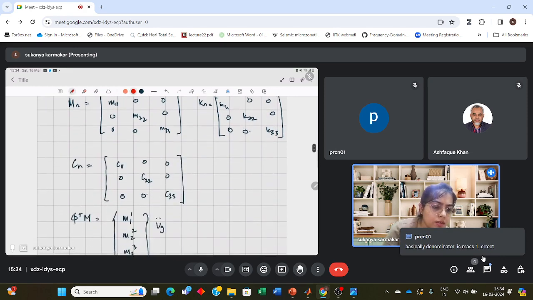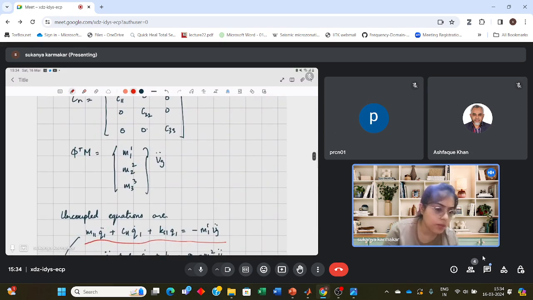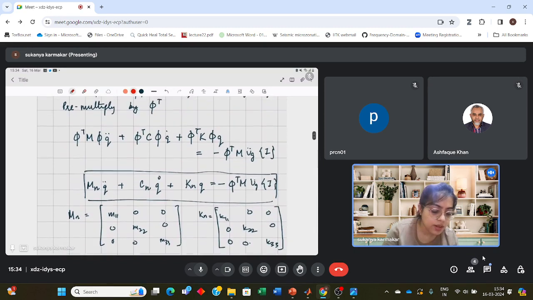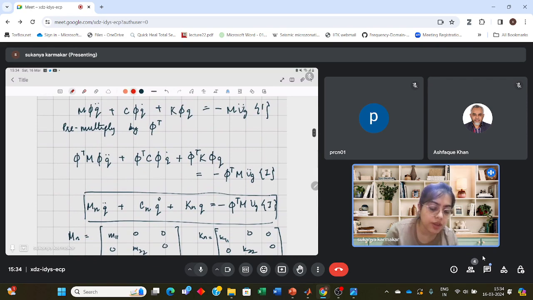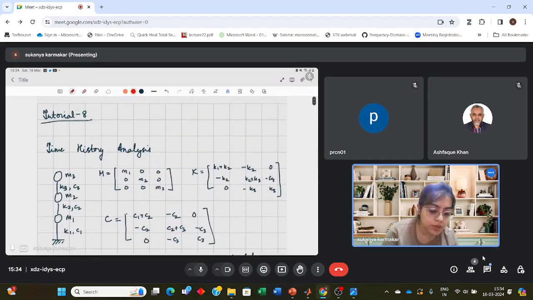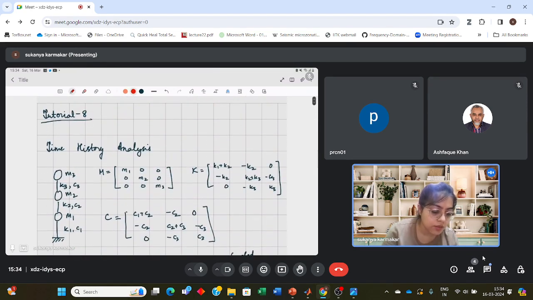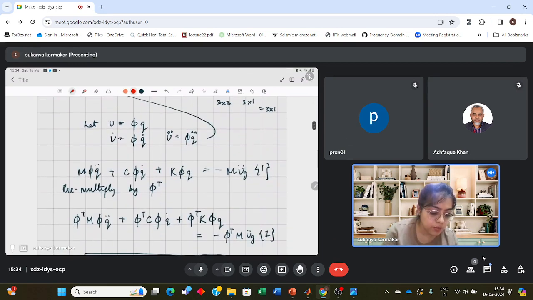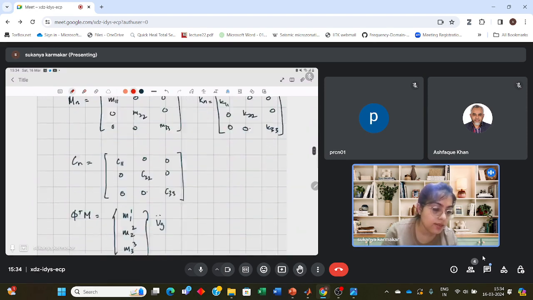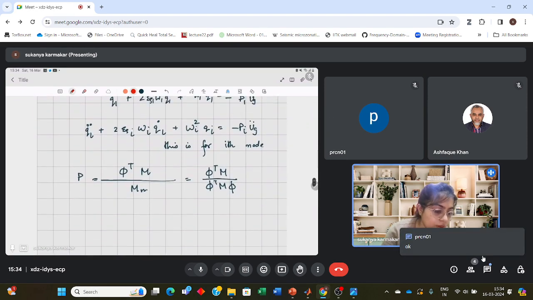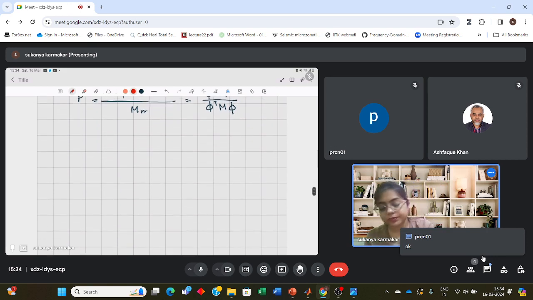The denominator is mass. No, the denominator is not mass. The denominator is Mn, which is basically phi transpose M phi. The mass matrix is what I had started with, which is m1, m2, m3, this mass matrix. But what I'm using here is Mn, which is phi transpose M phi. Both are different. That is the denominator, phi transpose M phi.